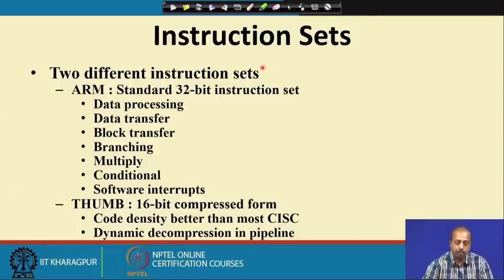Okay. So, the code density will be better, and there is a dynamic decompression in the pipeline form. ARM thumb instructions are not executed directly. They are converted into ARM instructions and then executed. So, there is a decompression that takes place. That way thumb instructions are going to be slower than the ARM instructions.